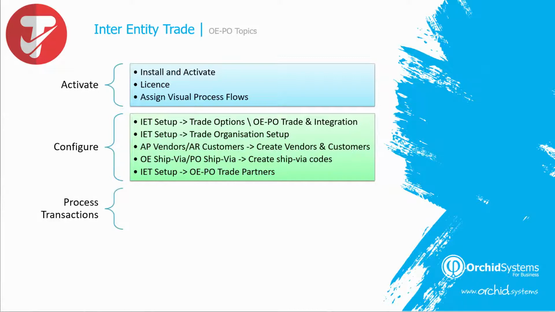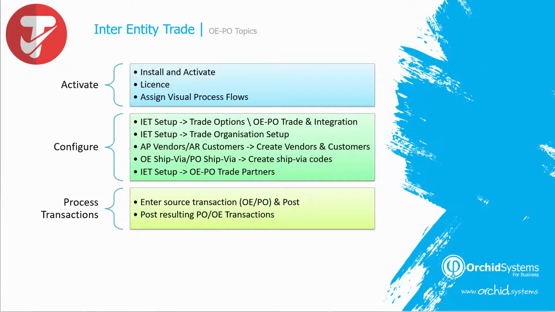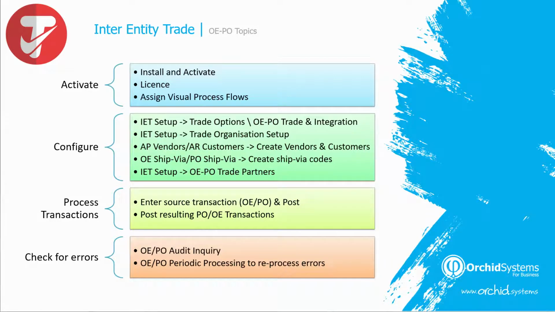Then we're going to go ahead and process transactions. We're going to enter source transactions, either order entry or purchase orders, and post the transactions. And then we're going to see the resulting PO or OE transactions either in the source database or the target database, depending on our configuration. And when errors occur, we're going to check the OE-PO audit inquiry. And we're going to use the OE-PO periodic processing to reprocess the errors.